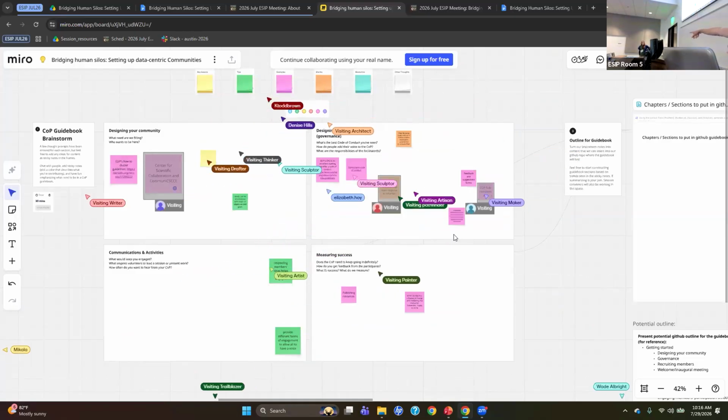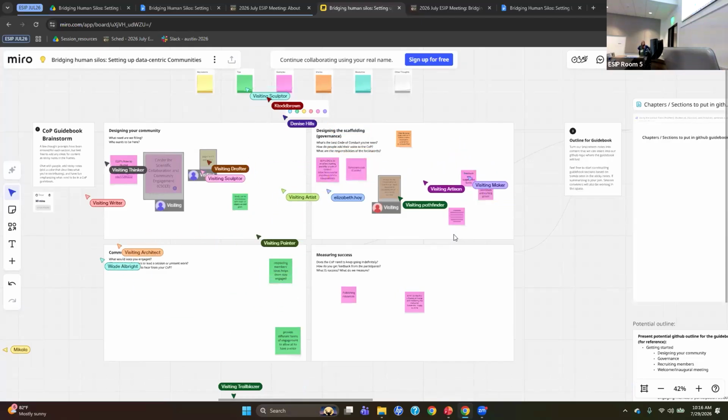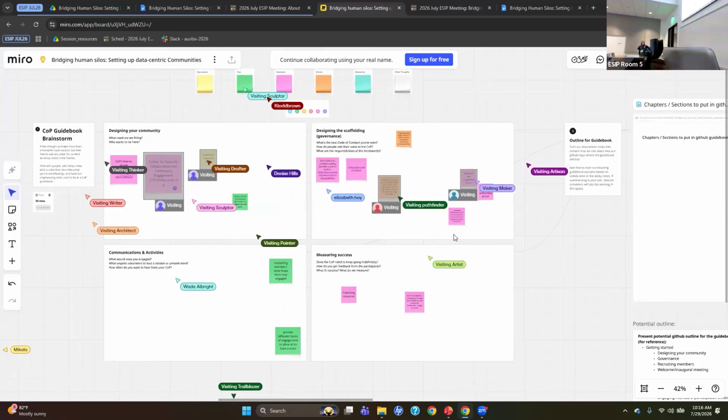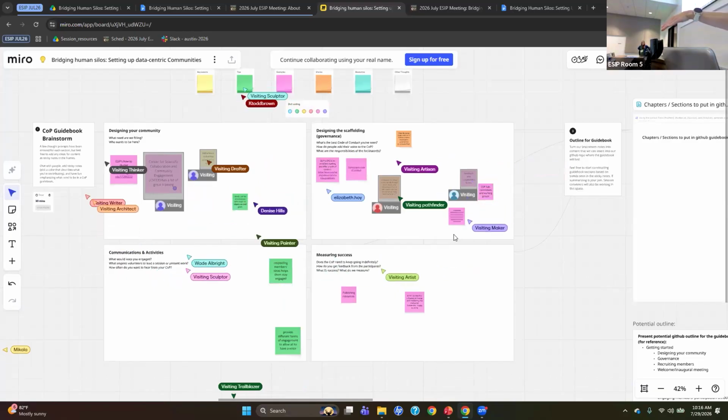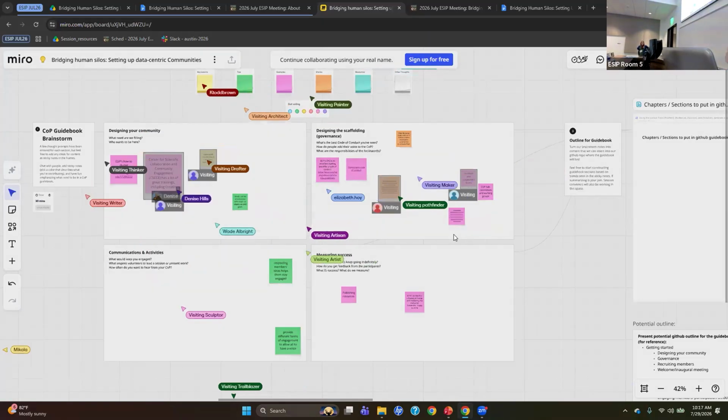So scaffolding, governance, community, how do you reach community, communications and activities, and then measuring success kind of right here in the front. Oops, sorry.